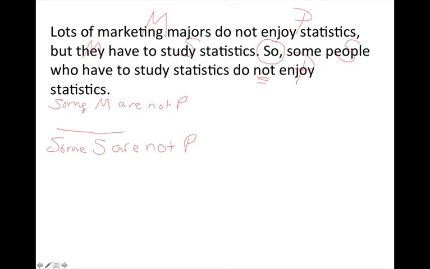Now here, we're going to take the standard approach to interpreting the implicit quantifier. I think from the context of the argument, it's not 100% obvious that the implicit quantifier is a universal, but if we think about a marketing major, it is probably the case that we're talking about every marketing major being required in the course of their study to take statistics. So we're going to go with all. All marketing majors are people who have to study statistics, and so now we've got our standard form.